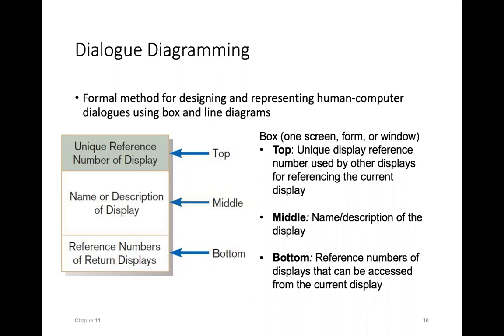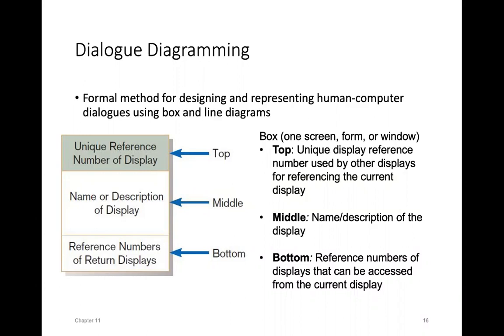So for each dialogue, we have this rectangular box, which is split up into 3 different parts. The top section is the unique display reference, a unique number, and it's used by other displays to reference the current display. And we'll look at some examples very shortly. The middle is just the name or description of the display, and then the bottom is the reference numbers of displays that can be accessed from the current display.